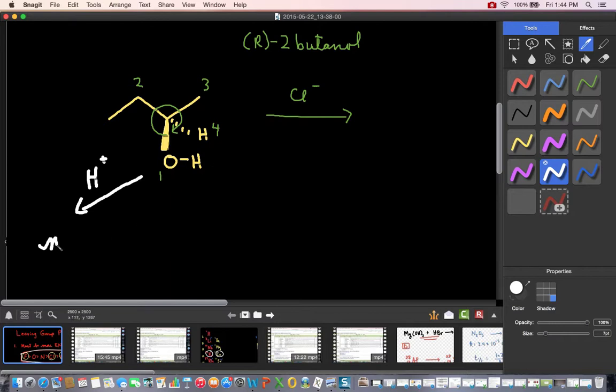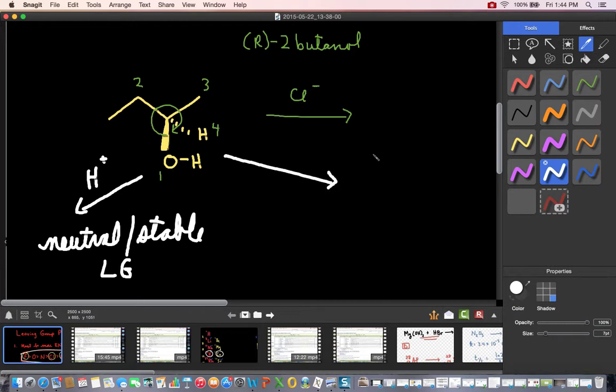So we get a neutral, stable leaving group. This certainly works. Also, I can functionalize my OH. It will still have a negative charge when it leaves, but it will be resonance stabilized.